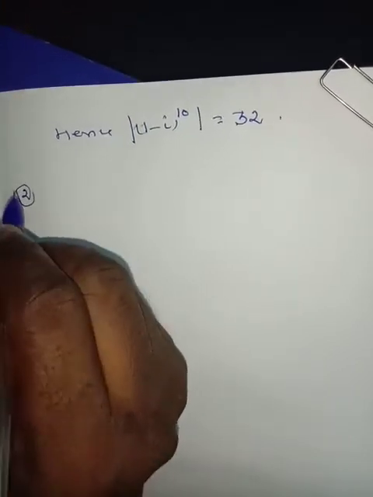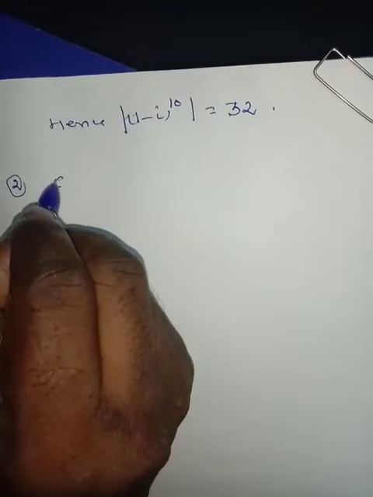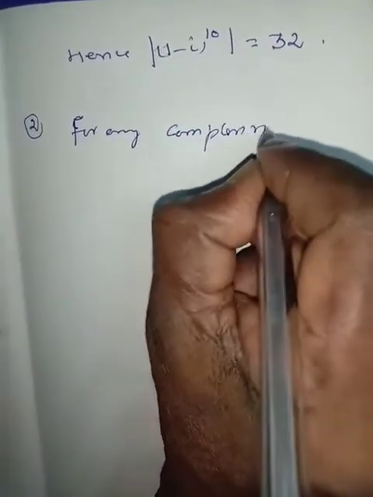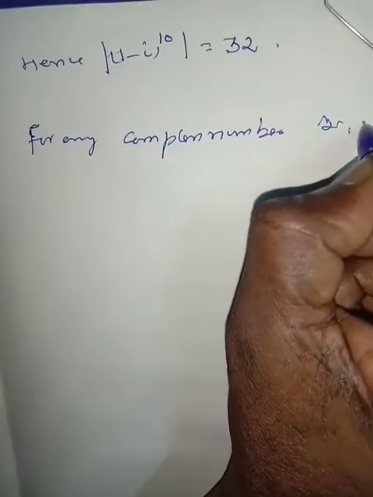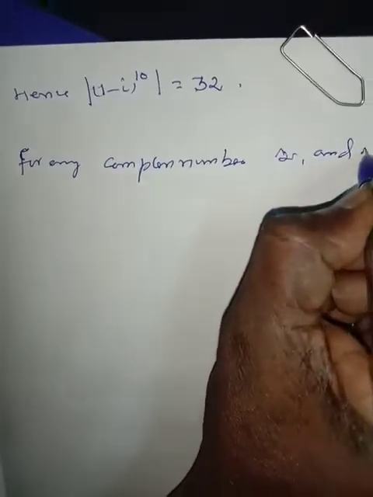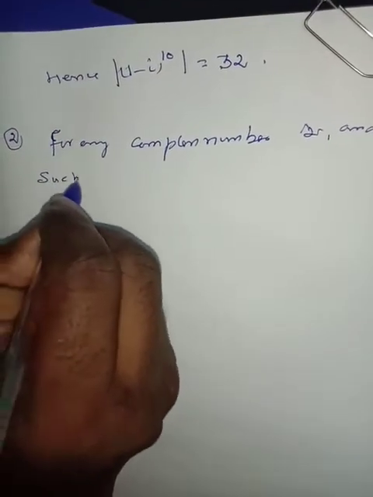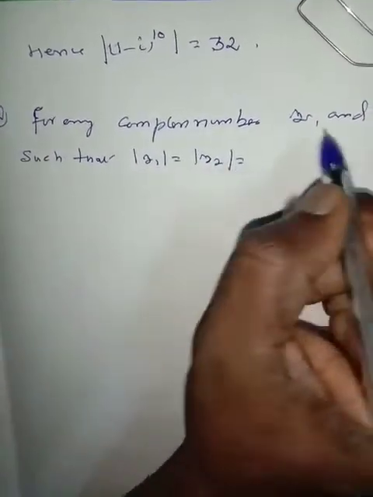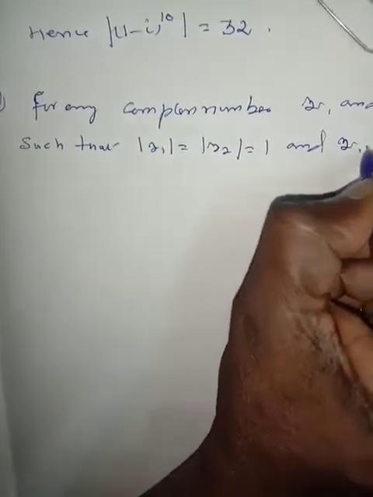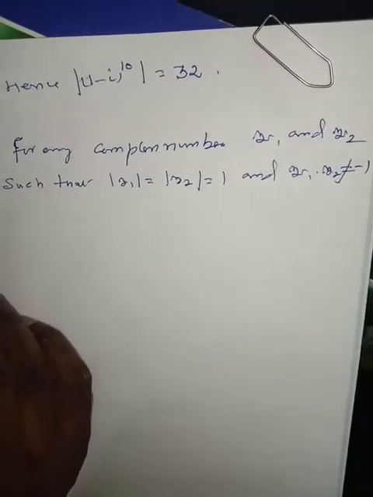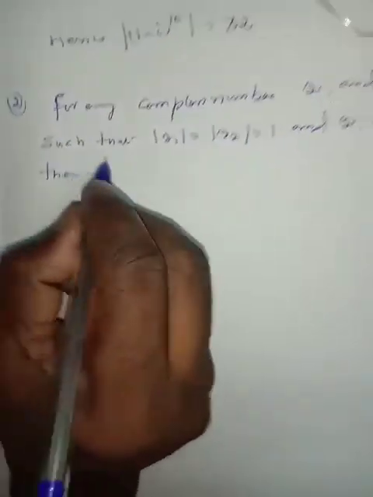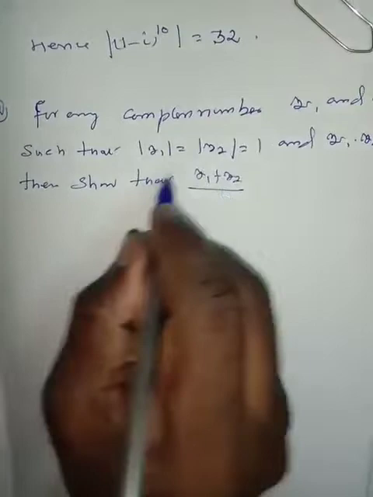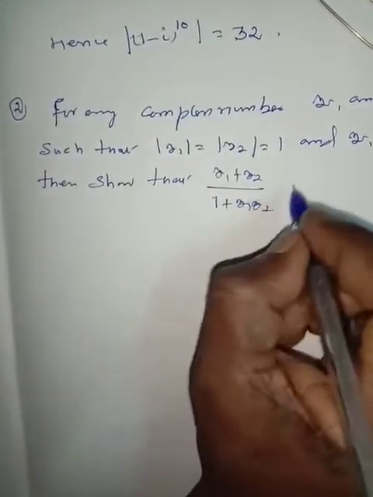Question number 2. For any complex numbers Z1 and Z2 such that mod Z1 is equal to mod Z2 is equal to 1, and Z1 into Z2 is not equal to minus 1, show that (Z1 plus Z2) divided by (1 plus Z1 Z2) is a real number.